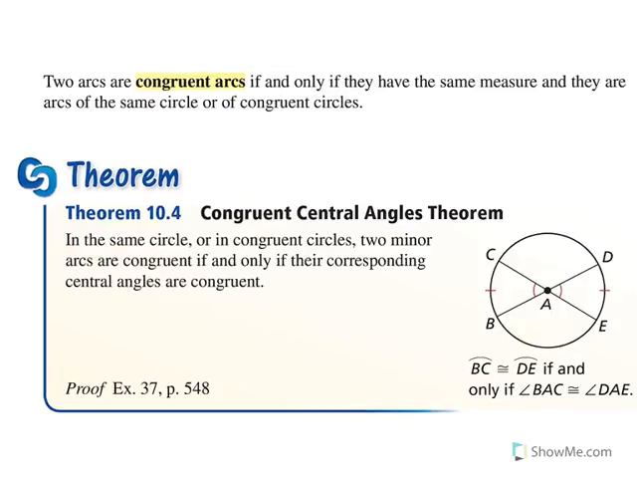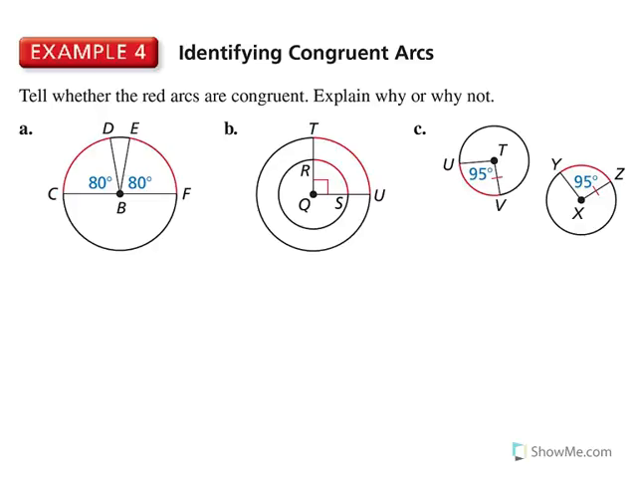And then we have the congruent central angles theorem. It just tells us that arcs are congruent if and only if their measures are the same on the same circle, or their measures are the same on congruent circles. And so we'll see this in the next example. It says to tell whether or not the red arcs are congruent in each situation.